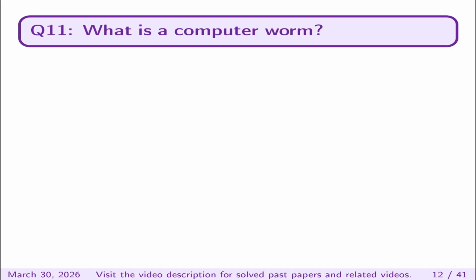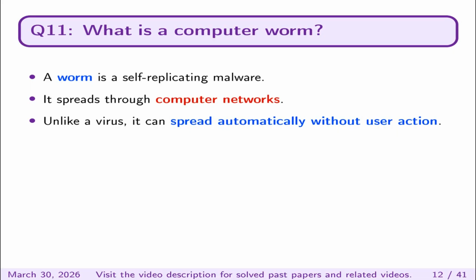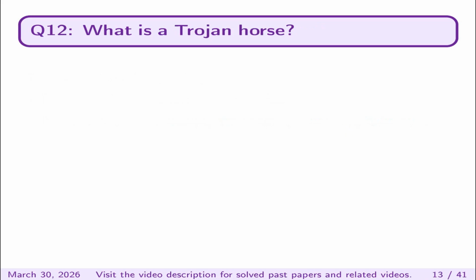What is a computer worm? A worm is a self-replicating malware. It spreads through computer networks. Unlike a virus, it can spread automatically without user action.